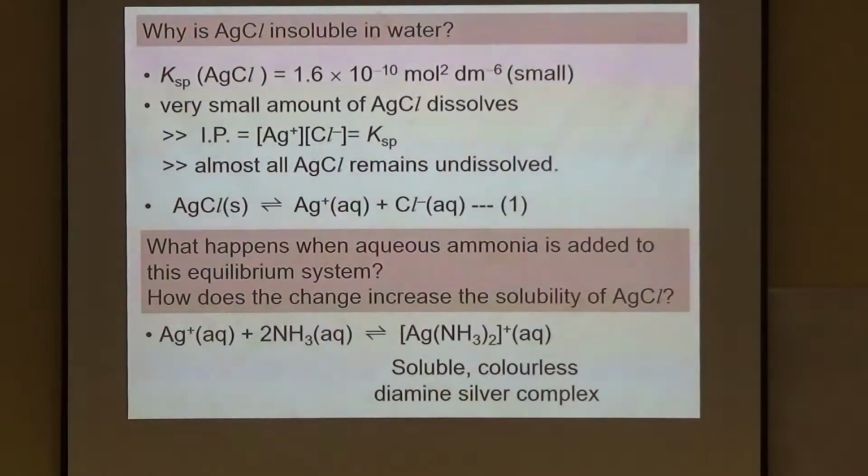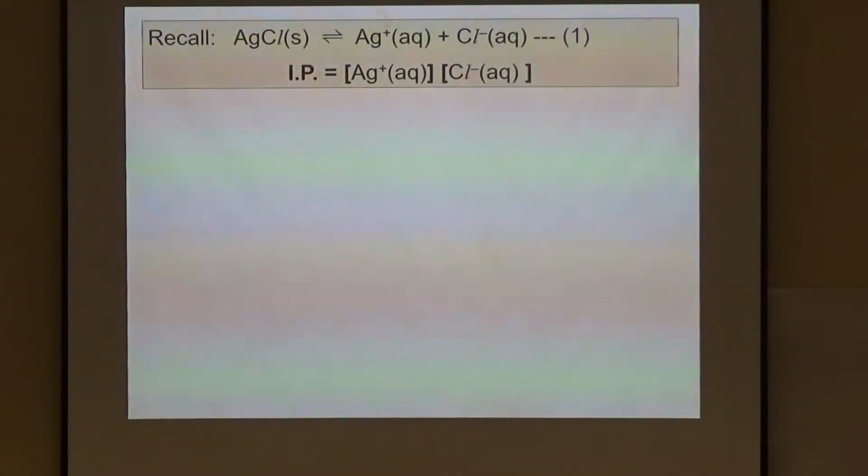Okay, so let's look at the next slide. Now, what's actually happening is, I want you all to get this straight. The silver chloride and the ammonia don't react directly. What is happening is a shifting of two equilibriums, or two reactions. One equilibrium and a reaction.